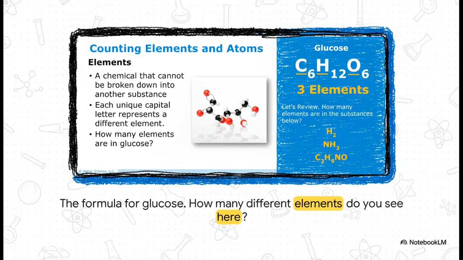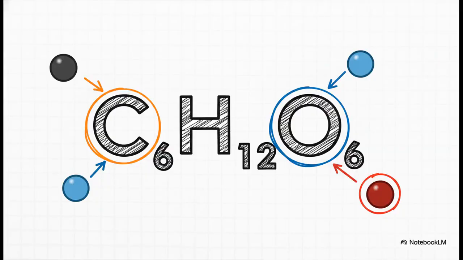Let's try it out right now. Here's the formula for glucose. That's the sugar that gives us energy. Just take a quick look. Using that capital letter rule, how many different elements do you think are in this one molecule? If you said 3, you nailed it. We've got C for carbon, H for hydrogen, and O for oxygen. See, you're already starting to read the language. It's not so bad, right?